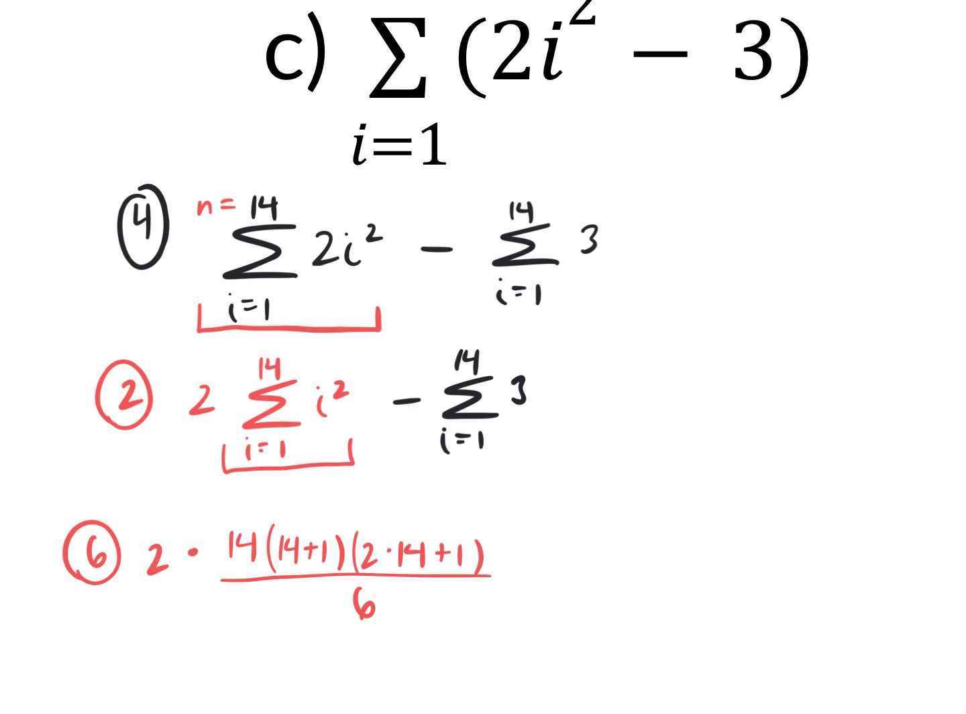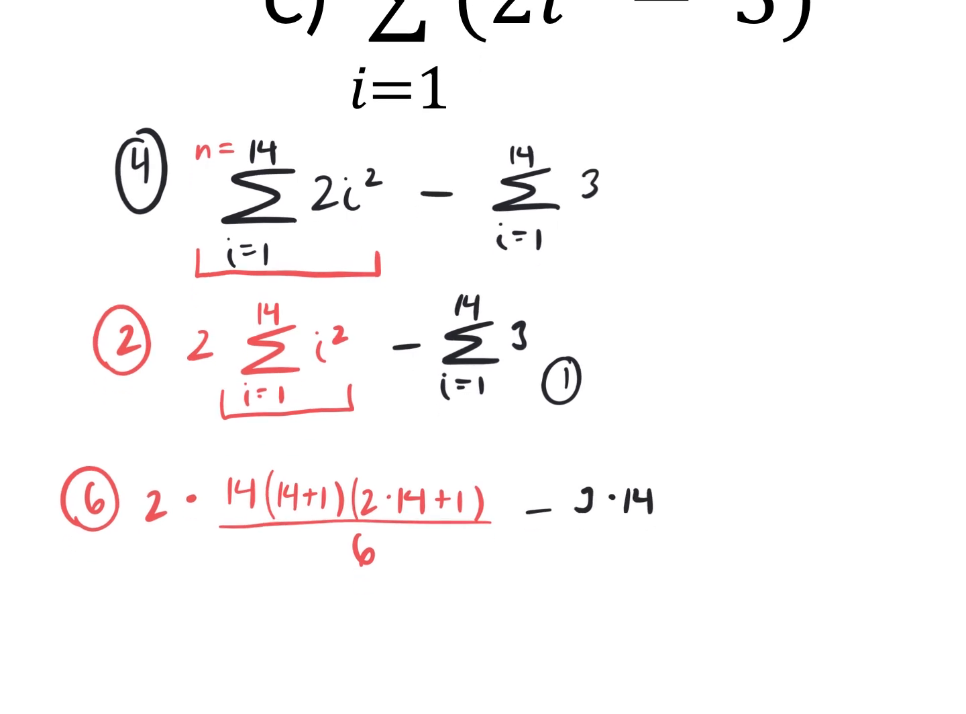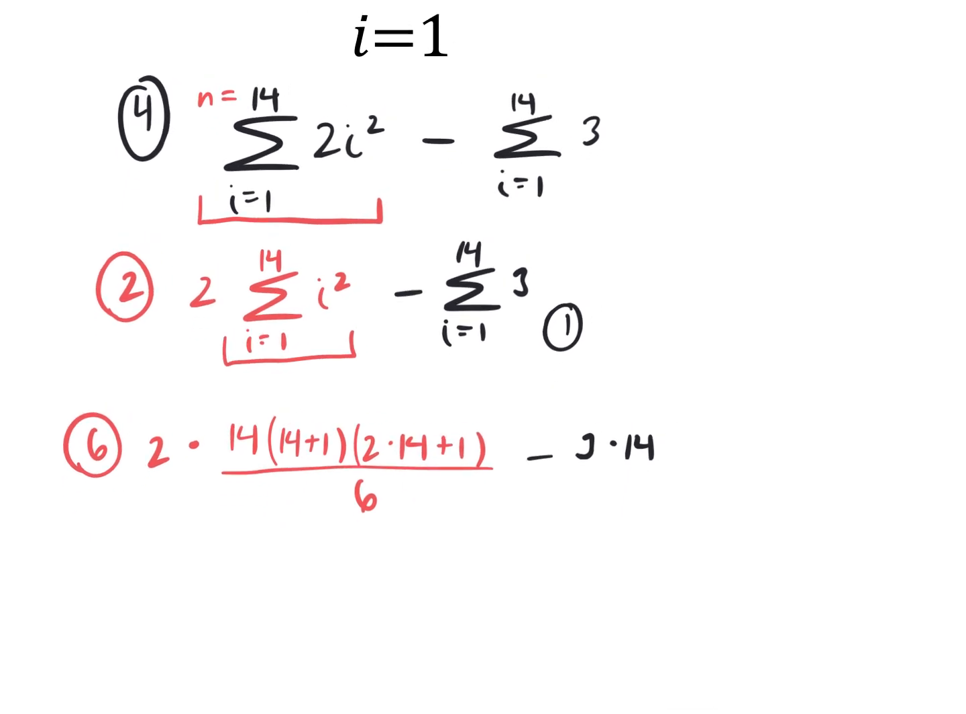Okay, what property do I use to simplify that second summation? Yeah, the 3 plus 3 plus 3, which is property number 1, right? So I can go ahead and say that this is 3 times 14, right? Okay, and now we can go ahead and simplify some stuff. I would first maybe do this. So I'd have 14 times 15 times, let's see, that would be 29 divided by 3. This would give me 42.